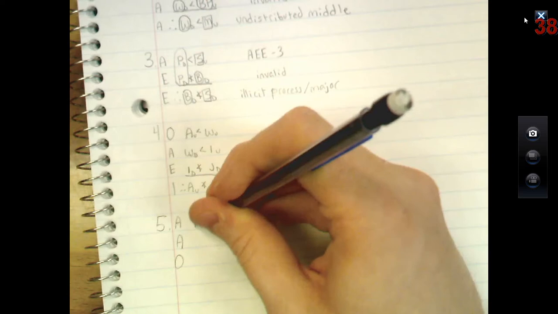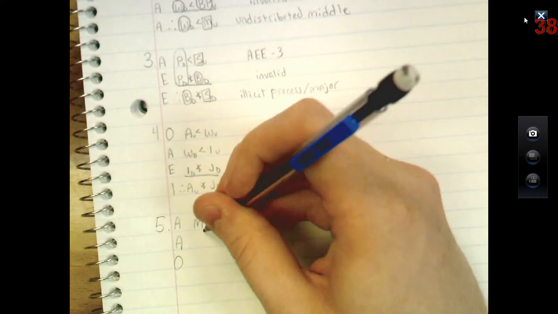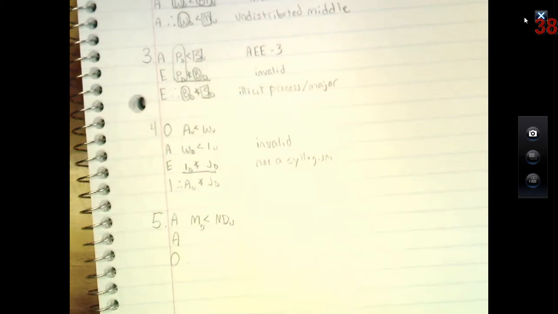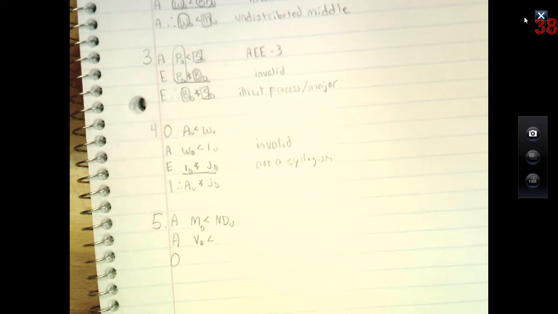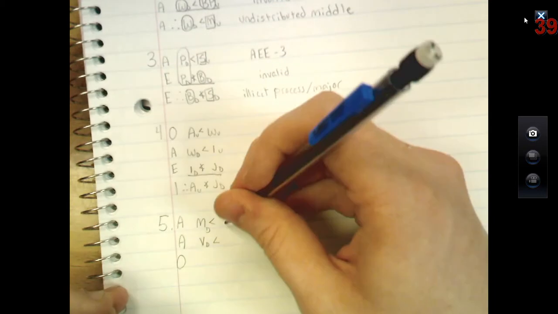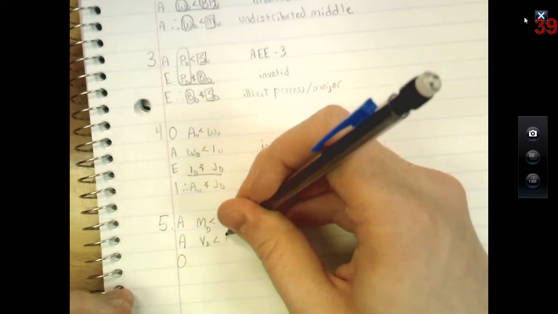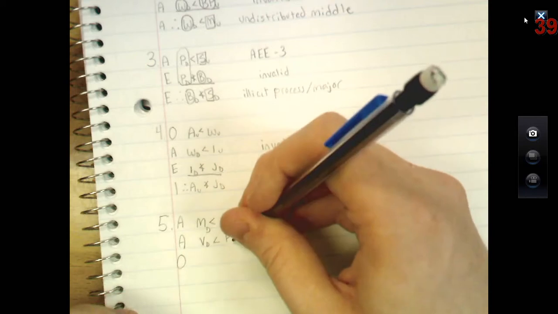So, all Muslims are non-drinkers. Distributed, undistributed. All vegetarians are hungry people. Wait, I'm doing the wrong one. I'm just supposed to write it the way it is, not supposed to change it. Well, you've got to get it in standard form. All vegetarians are hungry people. Get that major term first. So we can put hungry people there.